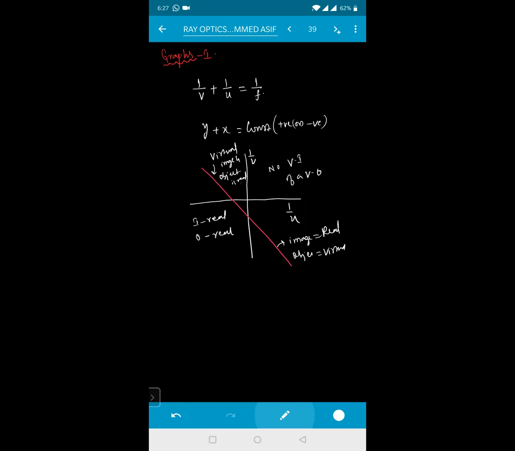Because for the concave mirror, the focal length will be negative, whereas for the convex mirror, it is positive. So depending upon the situation, you can draw the diagram for the given condition. Okay.